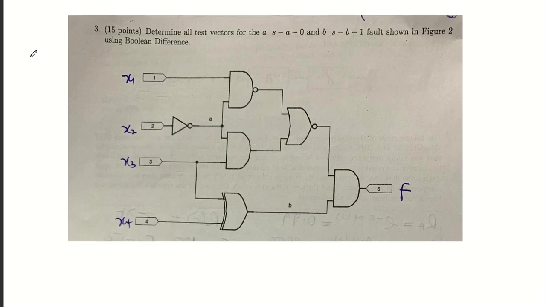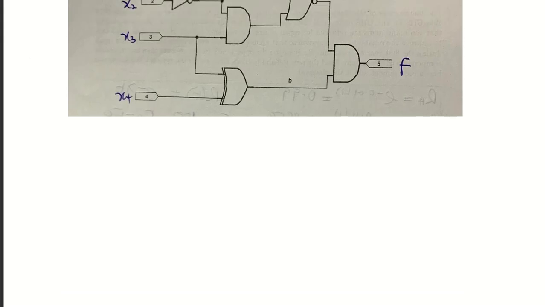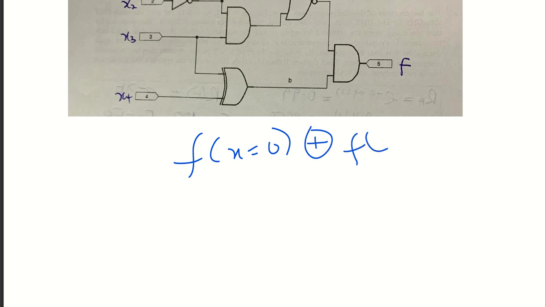Okay, and this is called Boolean difference. Now the Boolean difference is given by this formula: f, given that the input you are considering is set to 0, XOR f, given that the input you are considering is set to 1, right? If you do this XOR, you should get 1. That's the concept behind Boolean difference.